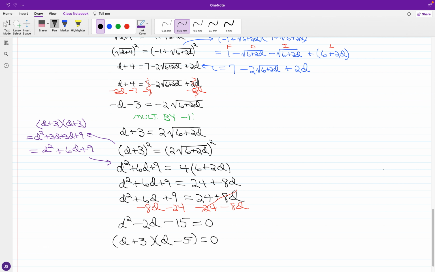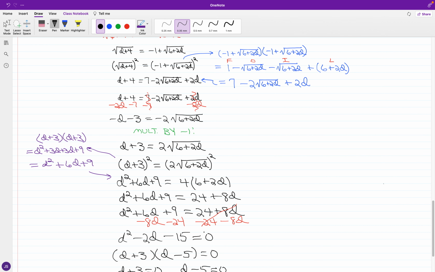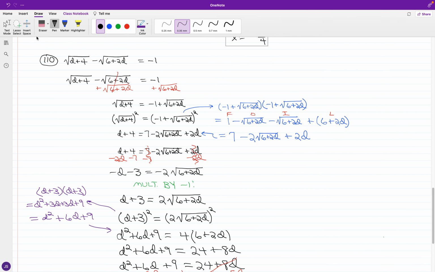Again, this will signal that more weight applies to the subtraction than to the addition. And we have, with the zero product property, if d plus 3 is equal to 0, then d is equal to negative 3. For d minus 5 equals 0, d is equal to 5. So you have two apparent solutions.